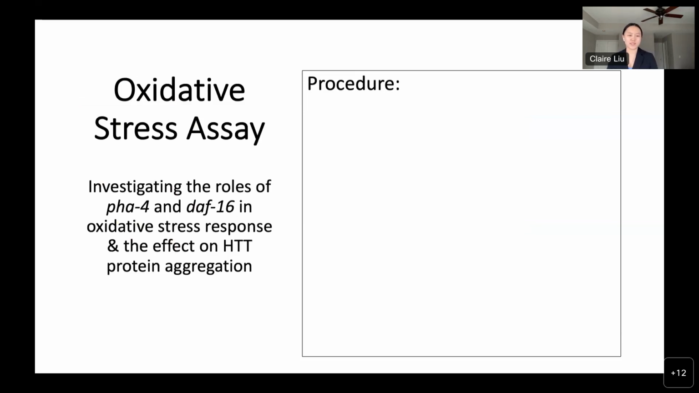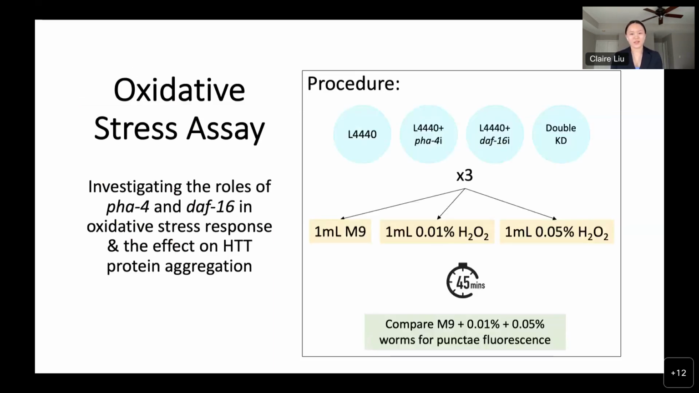Lastly, in the oxidative stress assay, I investigated the roles of FOF4 and DAF16 genes in oxidative stress in worms and the effect on Huntington protein aggregation. Again, I had the same 4 sample conditions, this time 3 plates per sample. One set of plates had M9 added to them, which is just a regular buffer that's sometimes used to store worms, so it does not induce oxidative stress. And the other 2 sets of plates had different concentrations of hydrogen peroxide added to them, 0.01% and 0.05%.